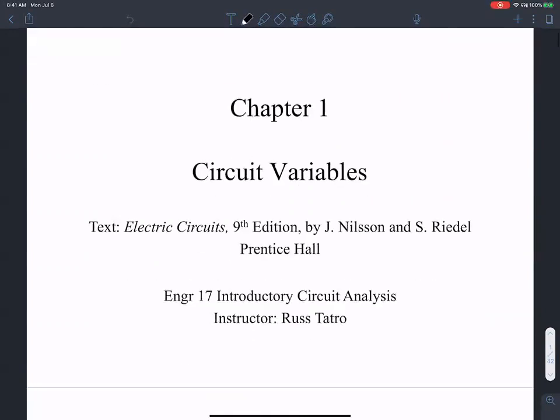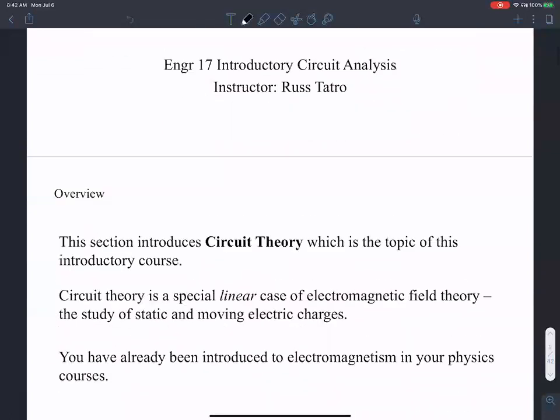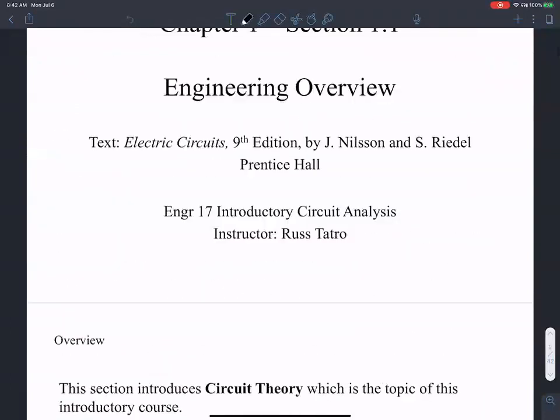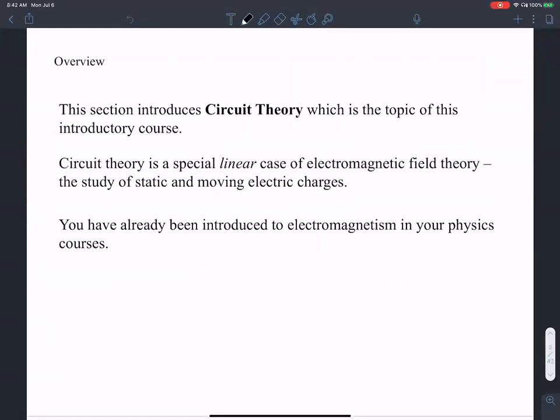Okay. So let's start the first chapter. This should mostly be a review of what you learned in your previous courses, engineering physics 11C. So the first chapter is circuit variables. Okay, before we talk about that, let's quickly talk about an overview of the engineering and design process. Okay, this section introduces circuit theory, which is the topic of this introductory course. Again, this is an introductory course.